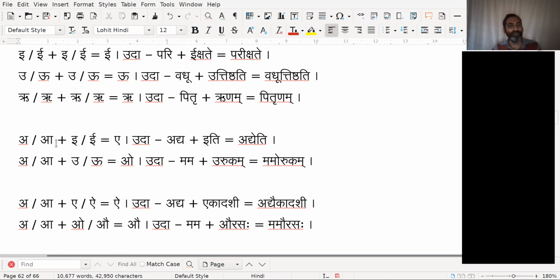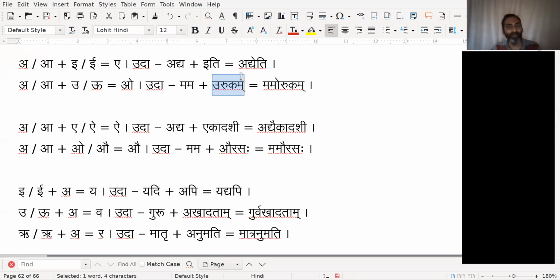Mama Aurasaha? Urukam is shirt, and Aurasaha is my own son. Here it is Akara plus Ekara or Aikara, then it becomes Ai. Akara plus Okara or Aukara becomes Au. So Adya Ekadasi becomes Adyaikadasi. Mama Aurasaha means my own son.